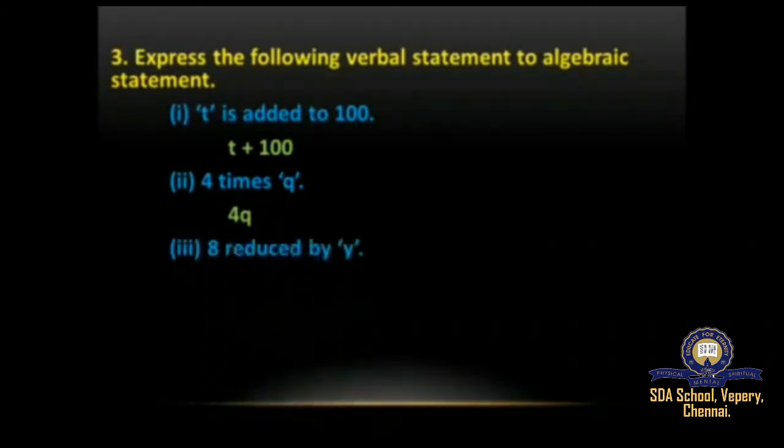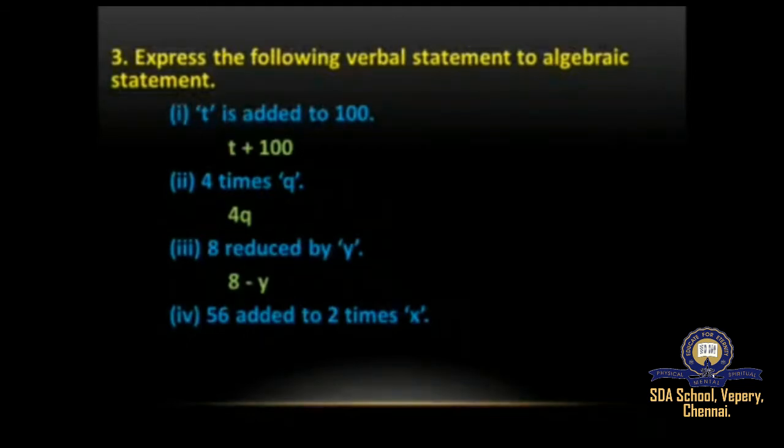So the third question is 8 is reduced by y. What does reduced mean? You're going to subtract, so you'll be writing it as 8 minus y. Okay. So the fourth question is 56 is added to 2 times x. So what does 2 times x mean? It is the product. So you're going to multiply 2 and x. So you'll be writing it as 2x. So added means you're going to do addition. Okay, so 56 is added to 2x. So you'll be writing it as 56 plus 2x.